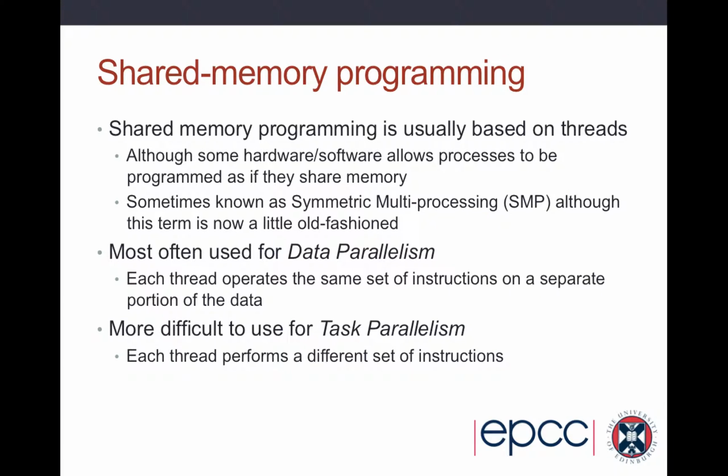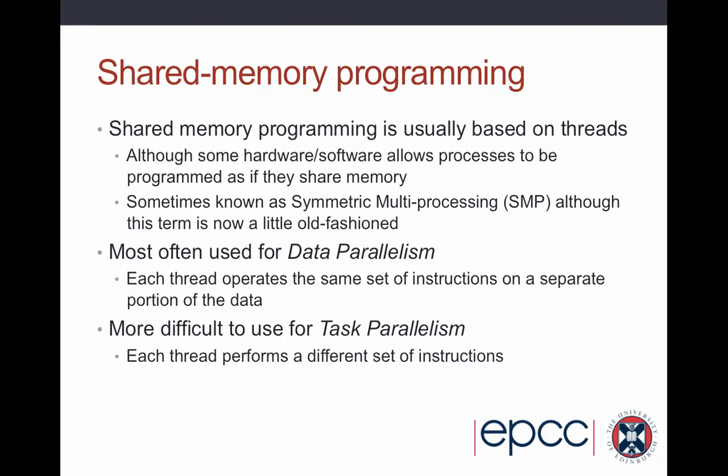So, shared memory programming is a little bit different. It's usually based on threads rather than processes. And if you remember, threads exist within a single application, and all threads can access the same memory. Some hardware and software allows processes to program as if they shared memory, and we talked a bit about that in the first lecture, in terms of shared memory architectures where you can use a software layer to imitate shared memory. It's also known as symmetric multiprocessing, SMP, though that term's now a little old-fashioned, you don't meet it so often.